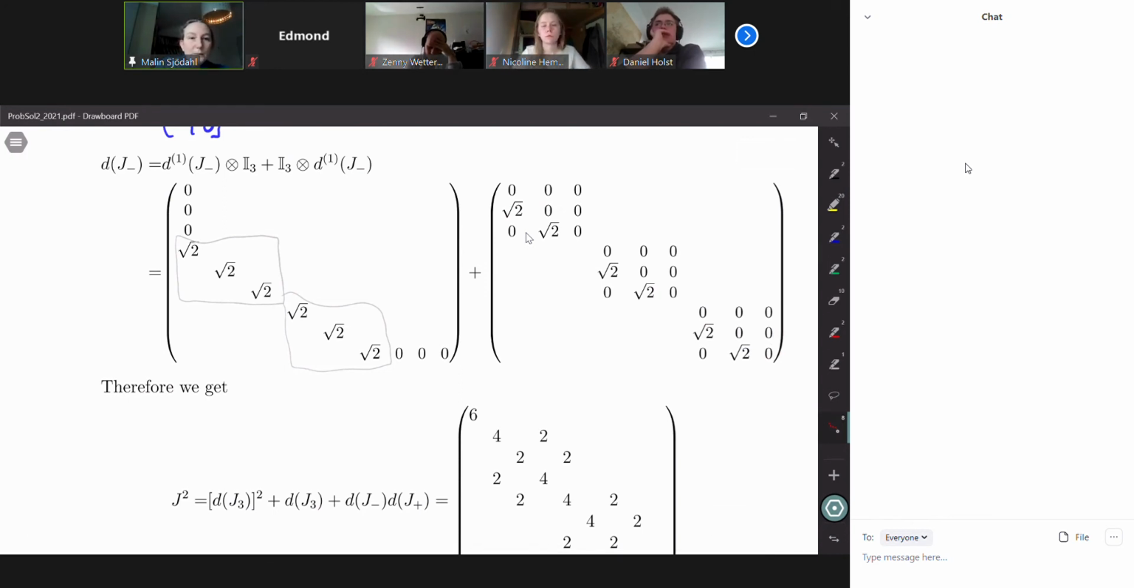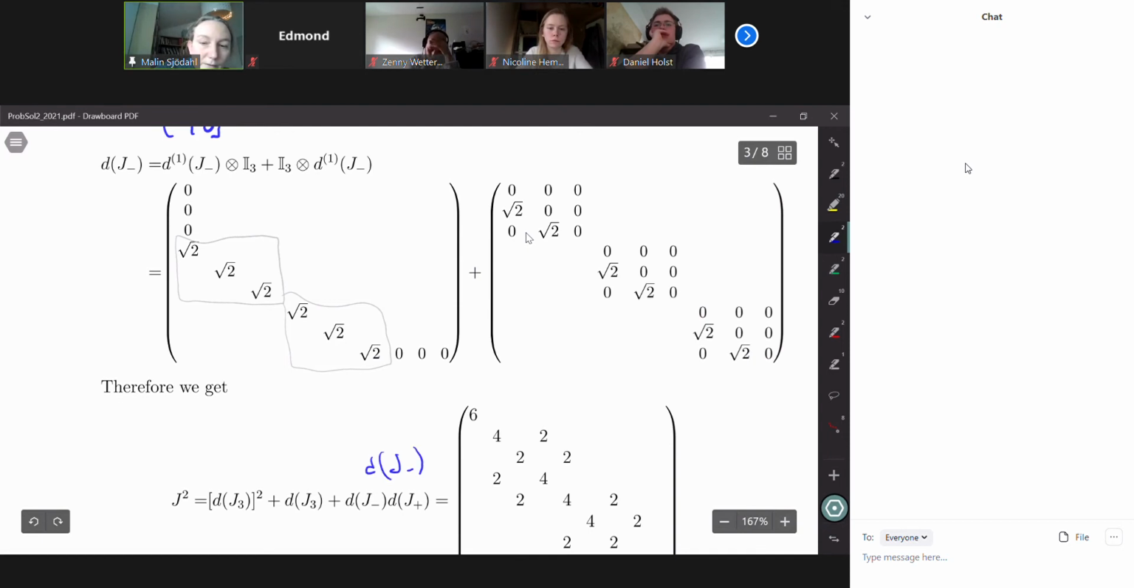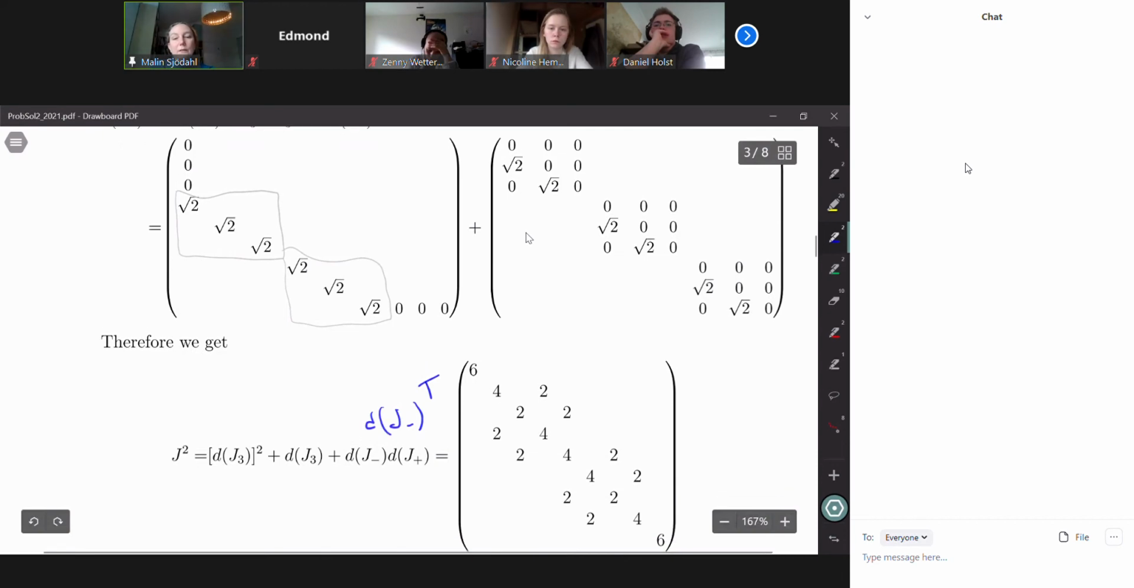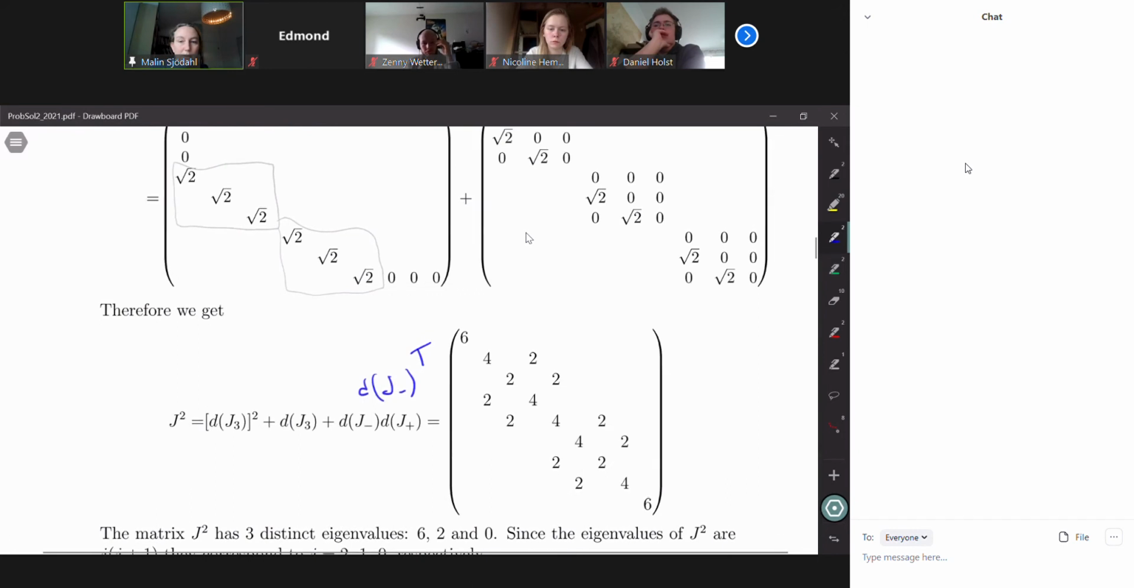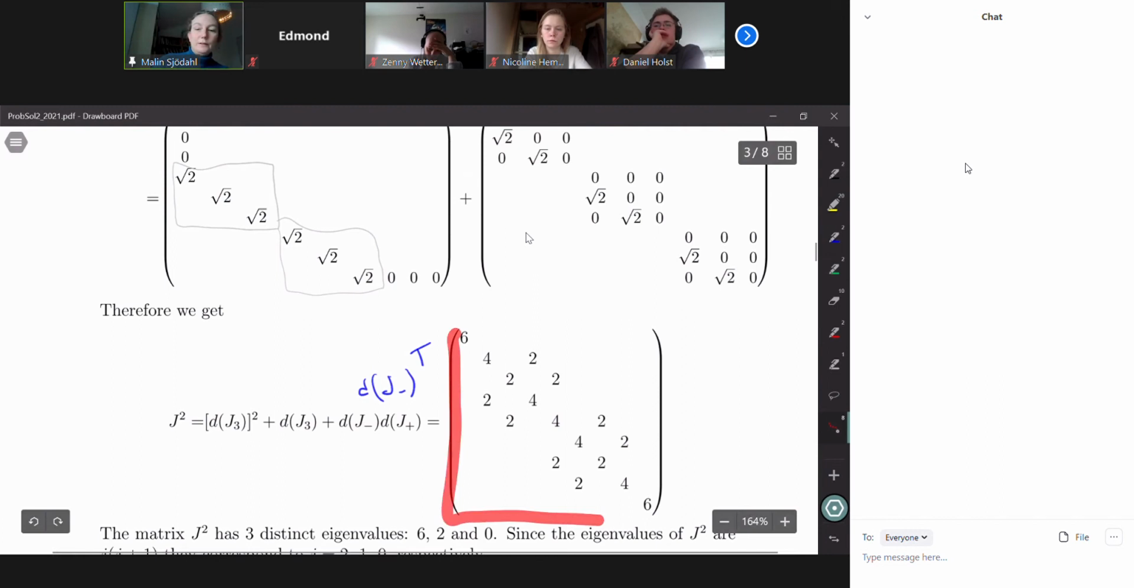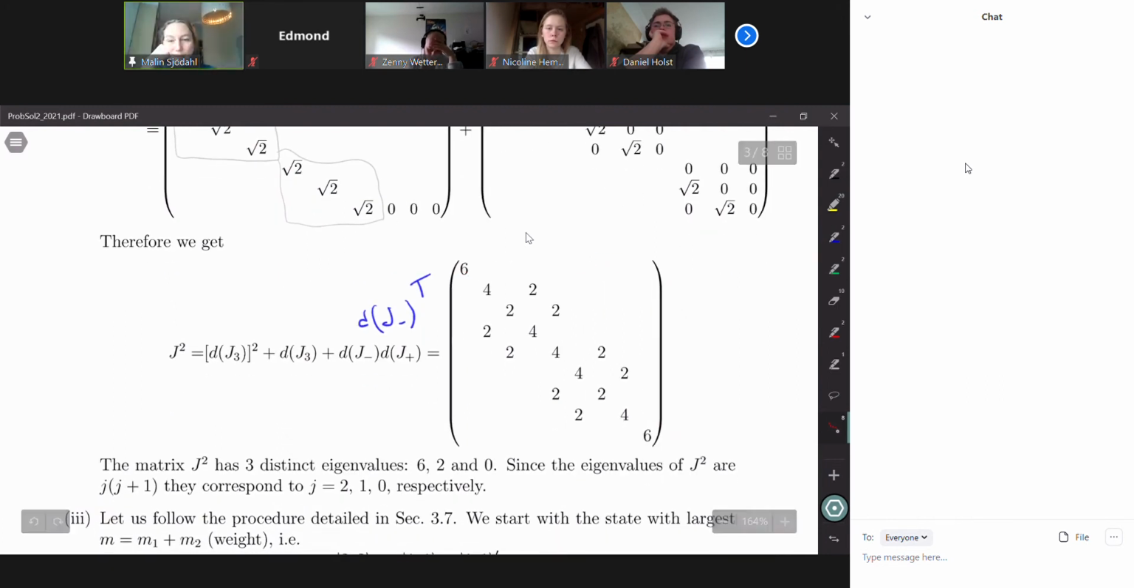Now j plus is obtained by j minus transpose. Okay. So I'm not going to do the algebra, but it is straightforward, and one obtains this matrix here. So it looks pretty big. Well, it is 9 by 9, but it has a lot of structure.